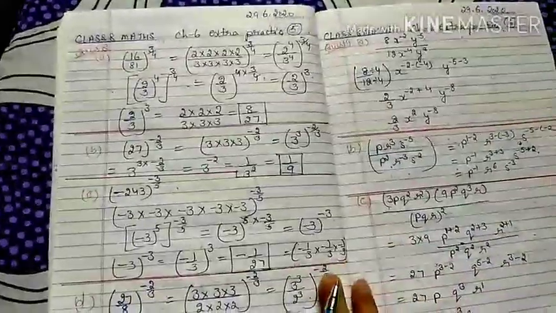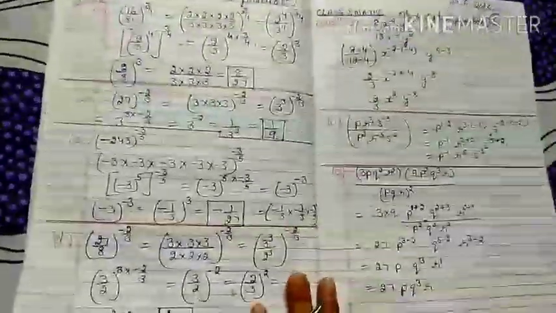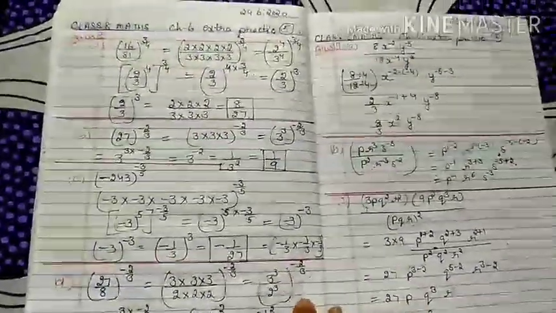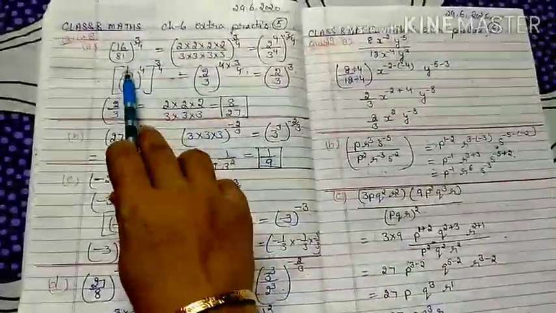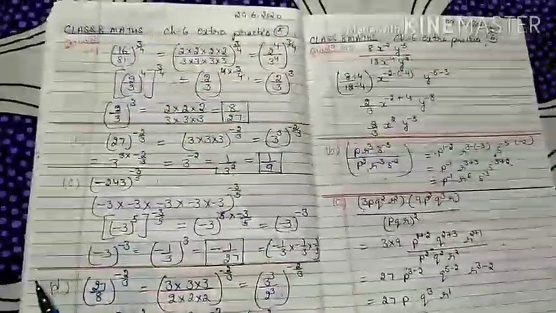Now here, 18th question. In the 18th question, you have to simplify the terms. You have 16 by 81 raised to the power 3 by 4 given to you.